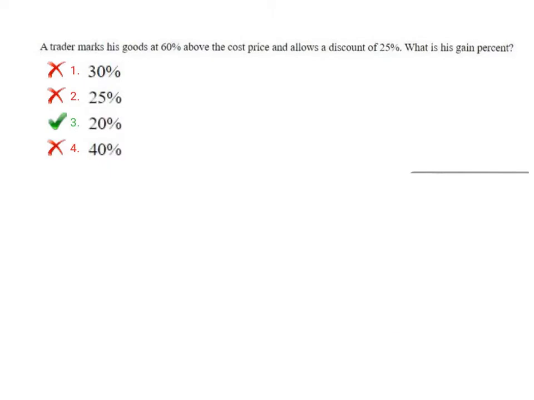A trader marks his goods at 60% above the cost price and allows a discount of 25%. What is the gain percent? First he is increasing it by 60, then he is giving a discount of 25. So you can use the formula for a 60 increase followed by a 25 decrease. That is 60 minus 25 minus 60 into 25 by 100. So this one is 15. So 60 minus 40 gives you a 20% increase. So you will get 20% profit.